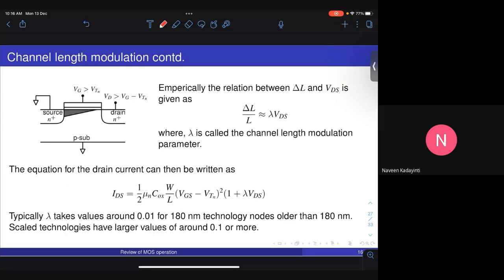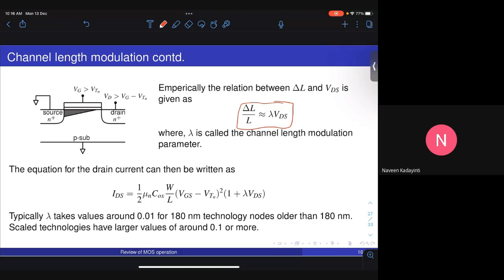So now, empirically finding an expression between delta L and VDS, in terms of physics, is quite complicated, but empirically the relation between delta L and VDS is given by delta L by L is almost equal to some constant lambda into VDS. This is an approximation that works well. The physics of the actual dependence between delta L and VDS is quite sophisticated, but when you look at measurements, or when you look at device simulations, we find that delta L by L equal to lambda times VDS is a reasonably good approximation.